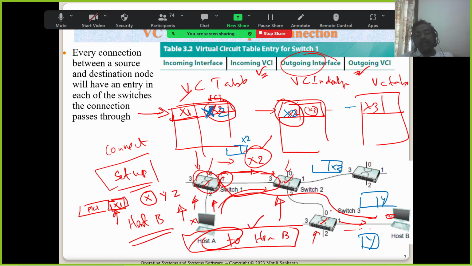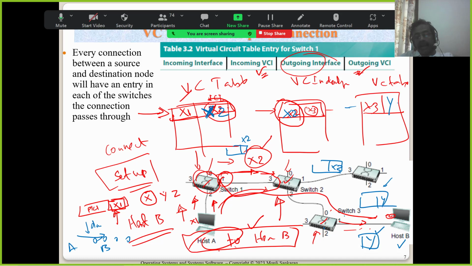Now, but how do I choose x2, x3, y? That has to be coming from the downstream devices. Downstream means the data is going from A to B. Something further down from A to B is what is called downstream. Now who will choose this y? What x3 is going to use, this y, is chosen by host B. That means what?